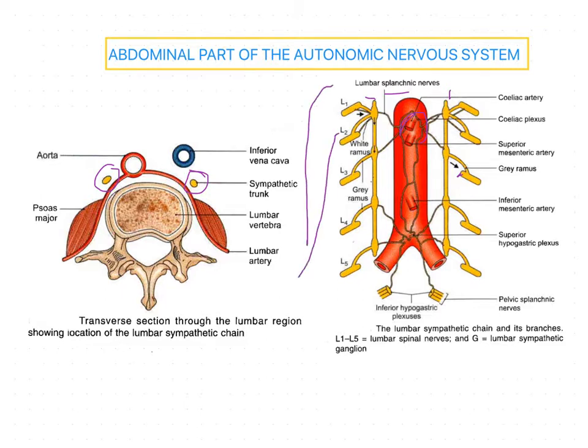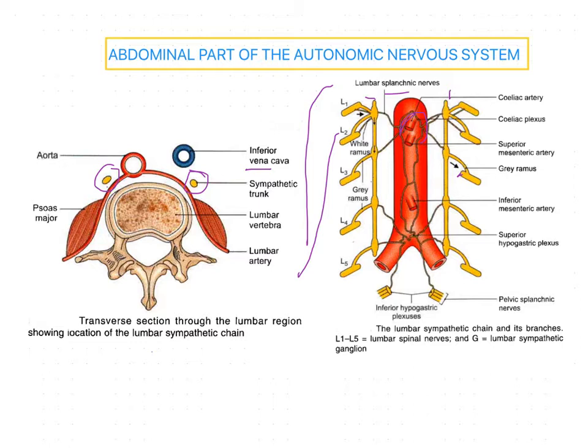We know this psoas major muscle like this. So on the medial margin this sympathetic chain will be present, and it crosses the lumbar vessels. On the right side it is overlapped by the inferior vena cava. On the left side it is overlapped by the lateral aortic lymph nodes.